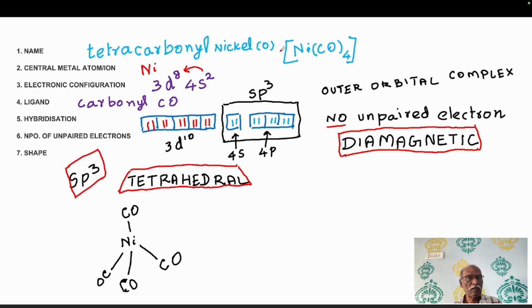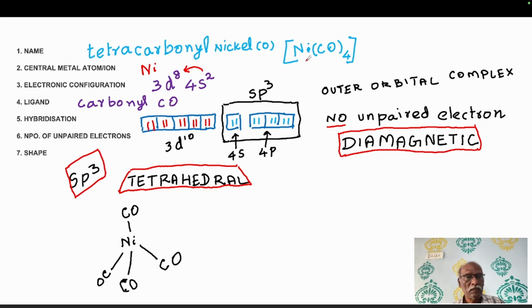Next we shall come to another example. There is one more example now for the same nickel. Here the compound name is tetracarbonyl nickel 0. We don't use the word nickelate here, we say nickel, because this is not an ion. First of all, it's a neutral molecule. In a neutral molecule, the metal is called by its own name. We don't make it nickelate, ferrate, or like that. We say it's just nickel.